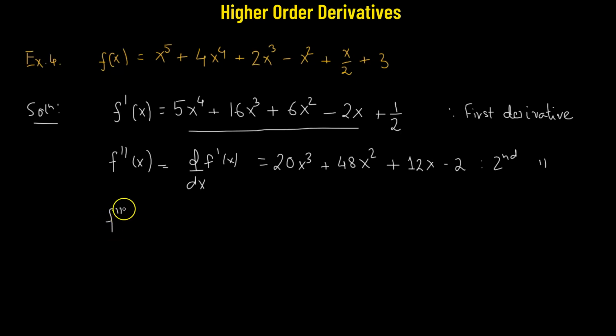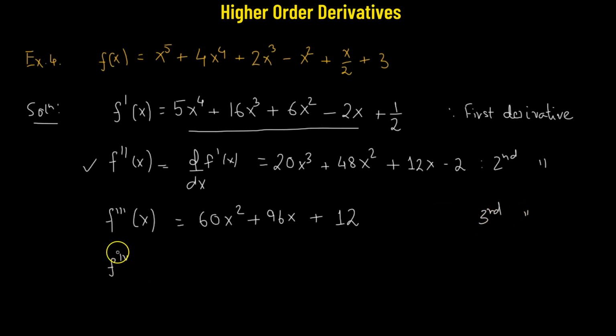Let's find the third derivative as well. So we will consider the second derivative and differentiate each term with respect to x to obtain the third derivative. So 20 times 3 is 60, so we have 60x squared, plus 48 times 2 will be 96x, plus the derivative of 12x will be 12, and the derivative of negative 2 is 0. So this is our third derivative.